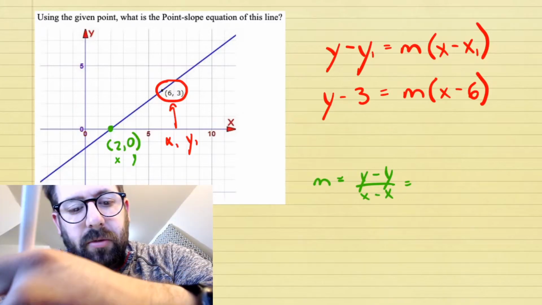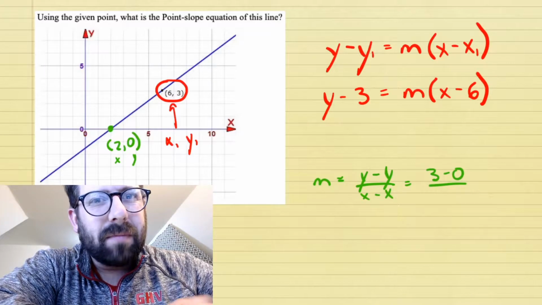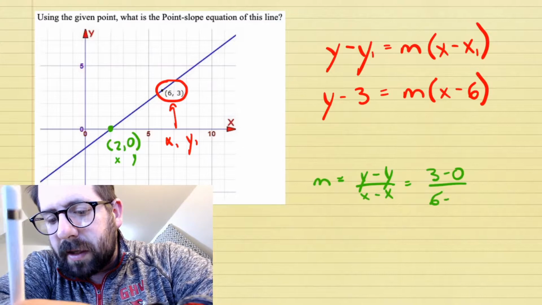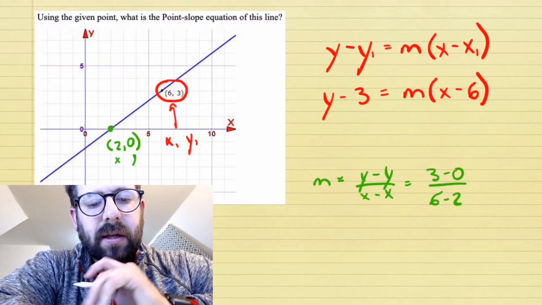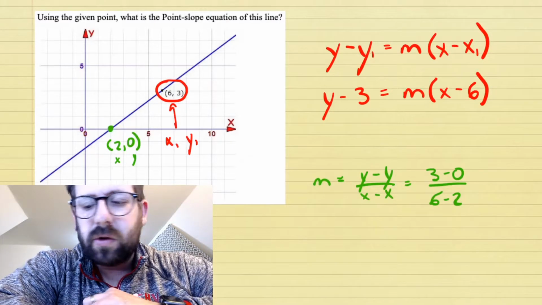On the top, I'm going to be subtracting, so I'm subtracting 3 minus 0. Again, I'm just going top minus the bottom. That's all I'm doing. And then for the x's, 6 minus 2. So again, y numbers are on the top, x numbers are on the bottom. I just did the first dot that I chose, and then the second dot that I chose, the (2, 0).